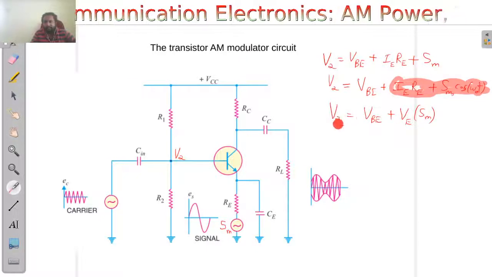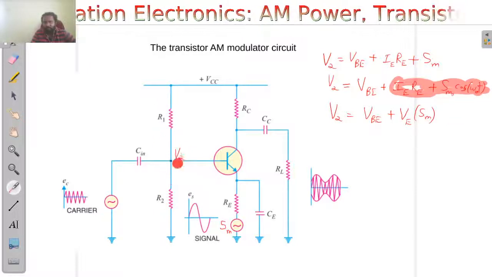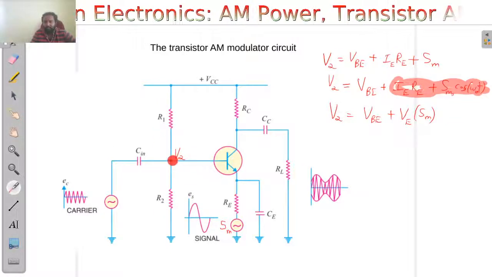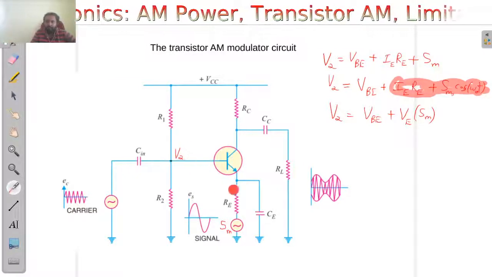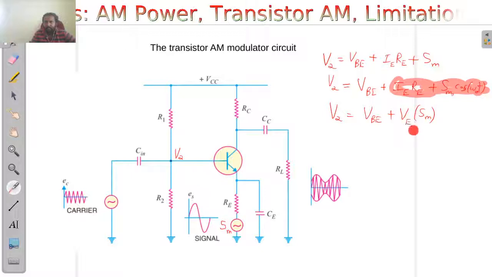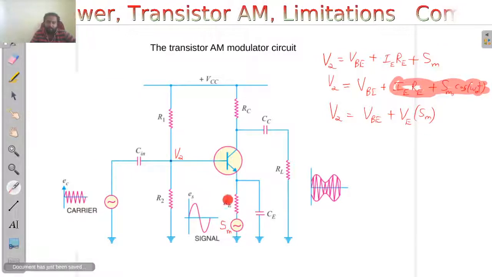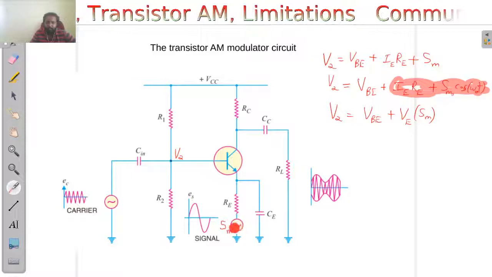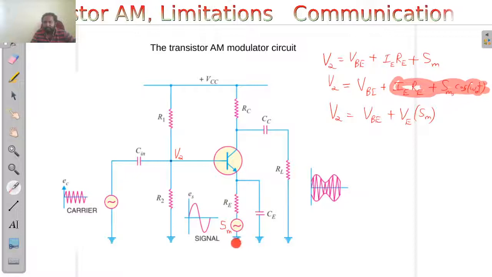Here V2 is a constant, because there is a voltage divider bias. It won't change. The DC voltage at this point won't change. So this V2 is a constant. Then comes VBE and then VE, which is a function of SM. VE is the entire voltage due to this voltage source, the modulating signal, as well as the resistance RE. So that is the voltage at this point.